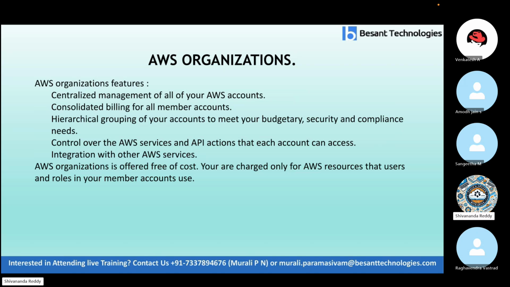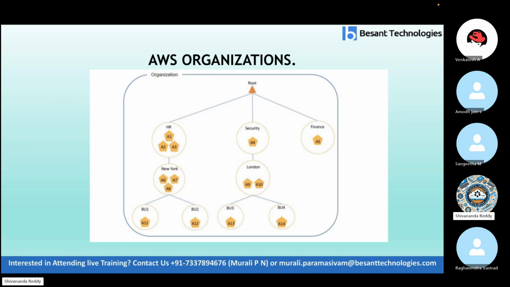A hierarchical grouping of your accounts to meet your budgetary, security, and compliance needs, control over the AWS services and API actions that each account can access, and integration with other AWS services. AWS Organizations is offered free of cost. You are charged only for the AWS resources that users and roles in your member accounts use. Like this, the root account is there. Then we have HR team, security, finance, London, New York, BU1, BU2, BU3, BU4. Like this, multiple sub offices can be controlled.